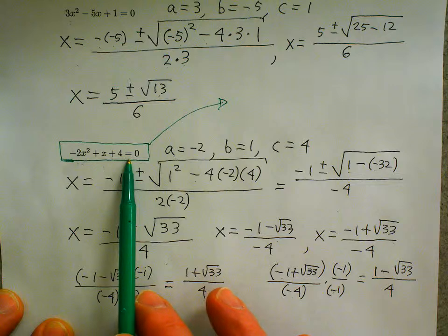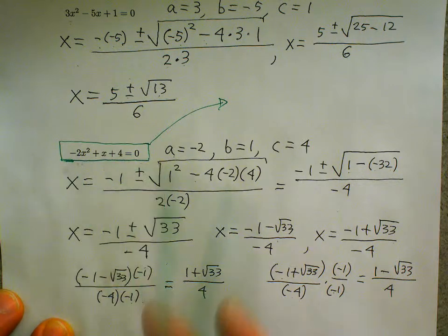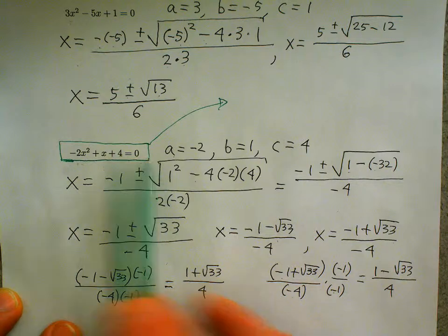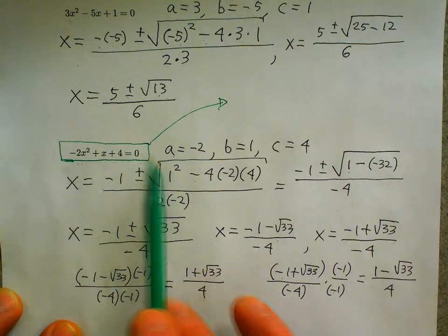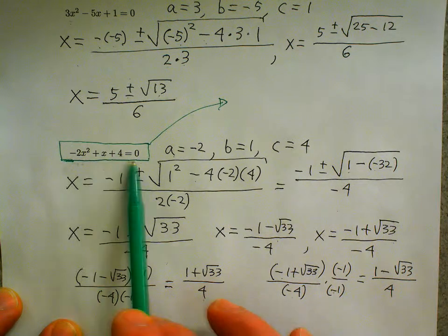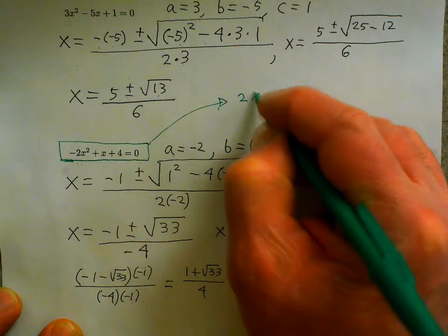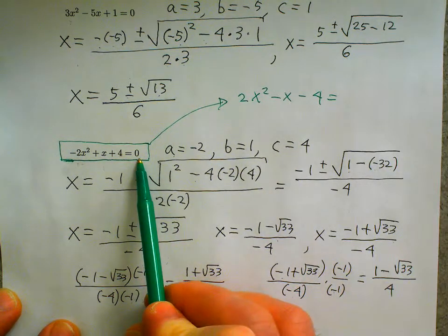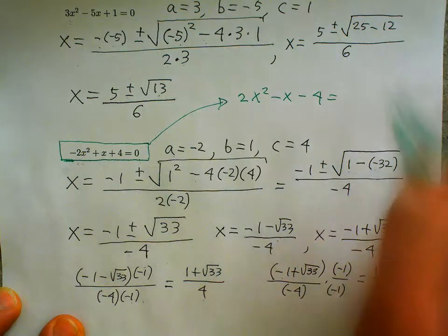Whenever you have an equation, you are permitted to multiply both sides of the equation by the same non-zero number. What you are not permitted to do is multiply both sides of an equation by 0. But if it's a non-zero number, you can multiply both sides by that number. So when we multiply the left-hand side by -1, we get 2x squared minus x minus 4. Multiply the right-hand side by -1. 0 times -1 is still 0.